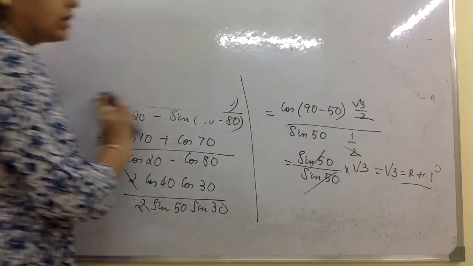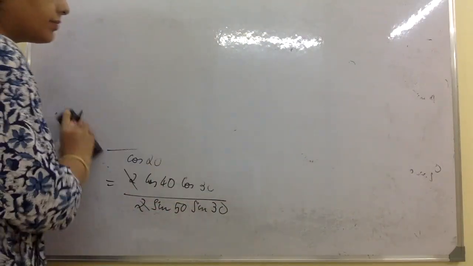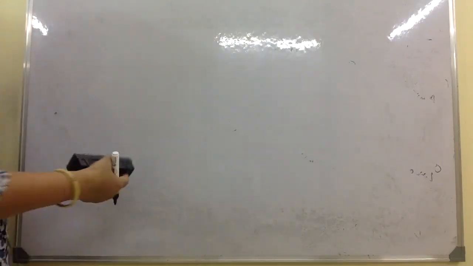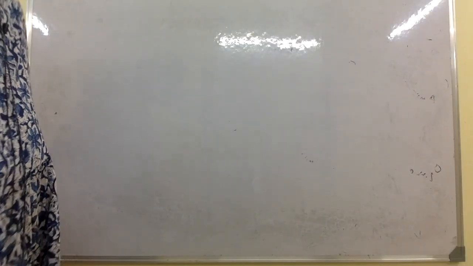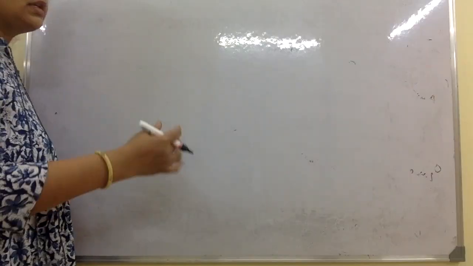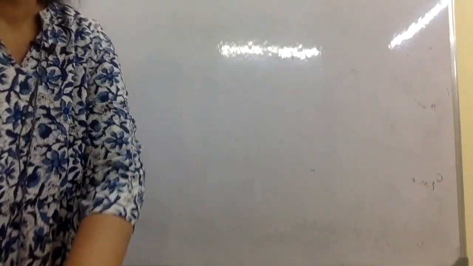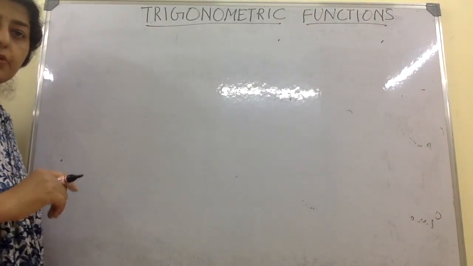So in this formula we mostly used complementary angles, because we have to remember that cos C minus cos D is there, but cos C minus sine D is not there. There is no formula like that.